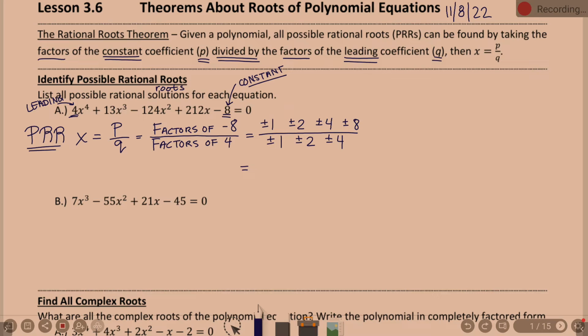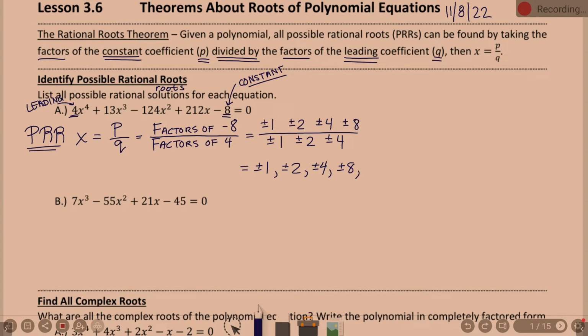So if I start here, what is 1 over 1? 1. I'm still going to say plus or minus, so plus or minus 1. 2 over 1. What's 2 over 1? 2. So plus or minus 2. 4 over 1? Plus or minus 4. 8 over 1? Plus or minus 8. So that takes care of putting them all over 1.